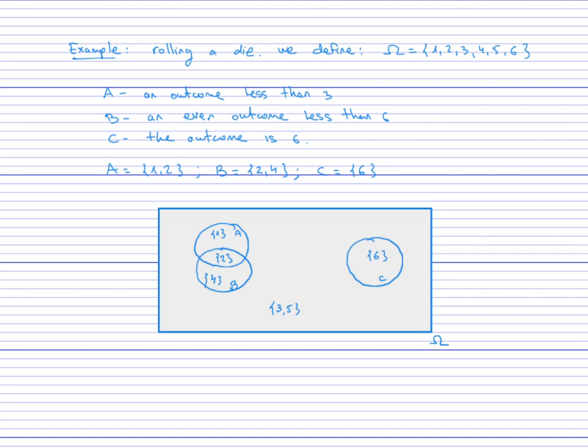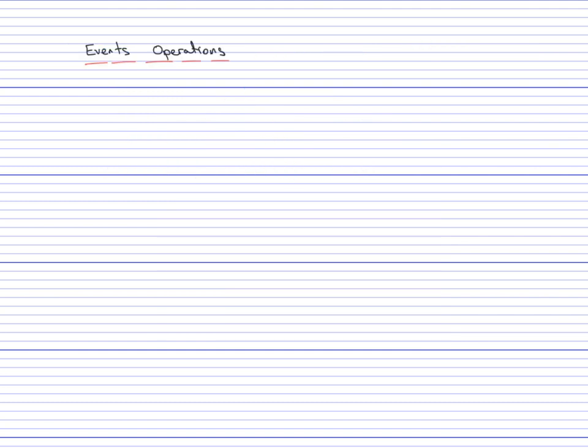Okay, now I'd like to talk about event operations. Let's start with the first one, union. So what is the union operation? The union of two events, A and B, is an event containing all elements that belong to A or B, possibly both. Okay, before I give you an example, let's start with the notation. So the notation.